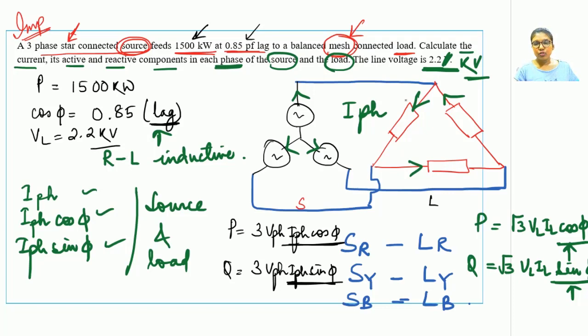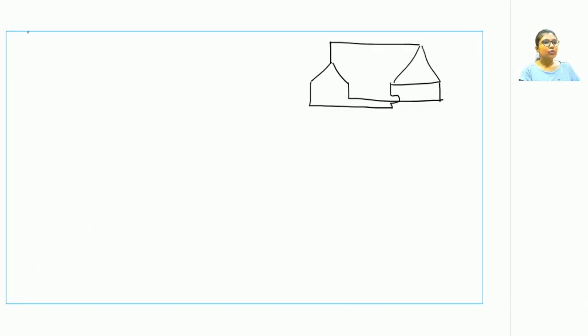Now there are two aspects to this numerical. One is the source side, one is the load side. So far we have solved 6 questions, and for all the questions we were always computing the load part first. So let us now begin with the load part first, followed by the source part. I am drawing the source and load connection once again over here. The load is connected in delta. Now the value of VL is known to us. If the value of VL is known to us, it means it is common to both the ends. So VL is given as 2.2 kilovolts.